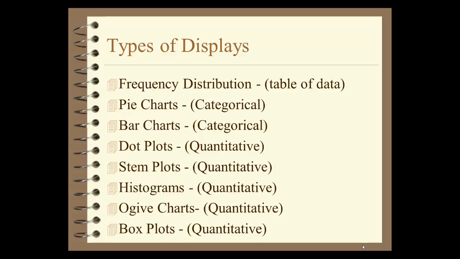We'll move on then to dot plots, stem and leaf plots, histograms, something called ogive charts or cumulative frequency charts, and we'll end up with box plots, but we'll save most of the box plots for another lecture at a later date. So let's begin.